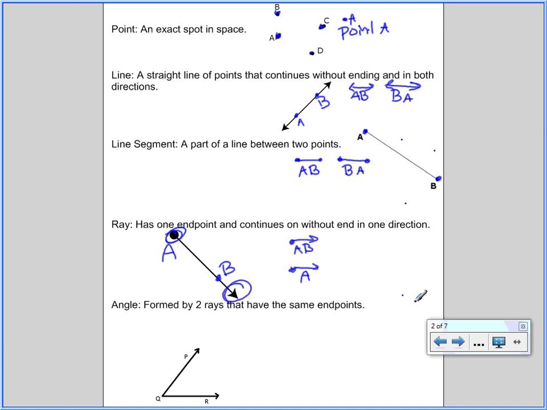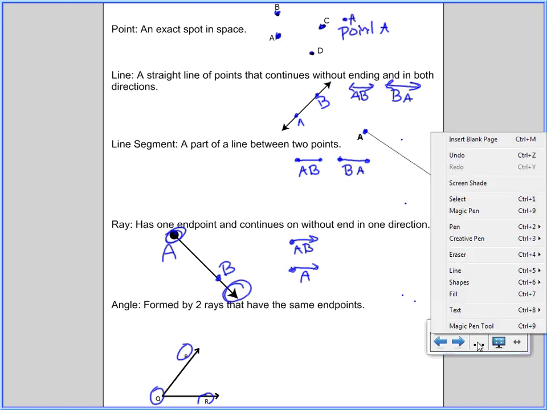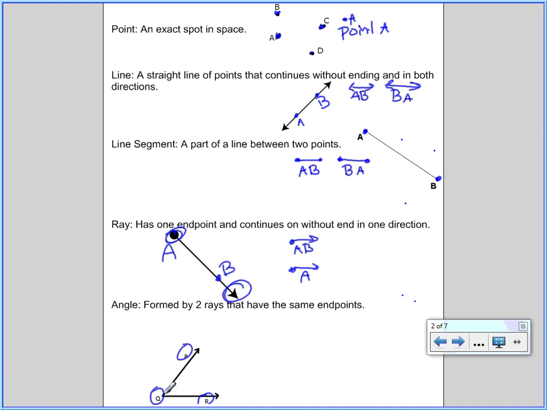The next word we're going to look at is angle. An angle is formed by 2 rays that have the same endpoint. So if you're looking at this angle down here, this one is AQR. You see that this is 2 different rays. Here's one right here.